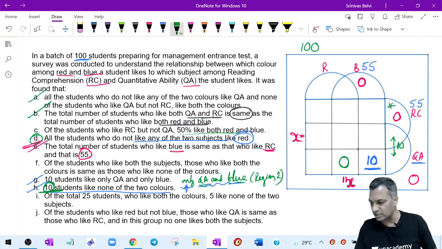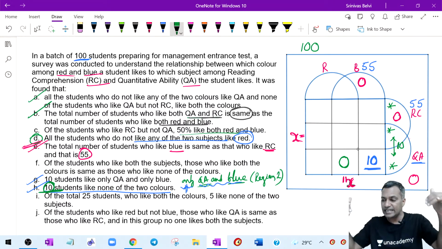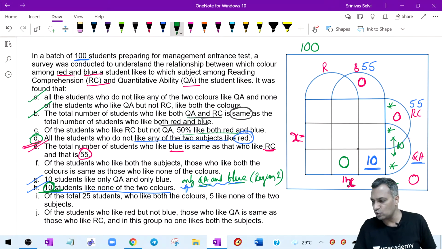Which are the 4 regions? This star is the first region, second region, third region, fourth region. The 4 regions together are 10, but 2 of them were already zeros. Since 2 of them were already zeros, we just have to assign the 10 among the remaining 2 regions. All right, that's about the 10 story.